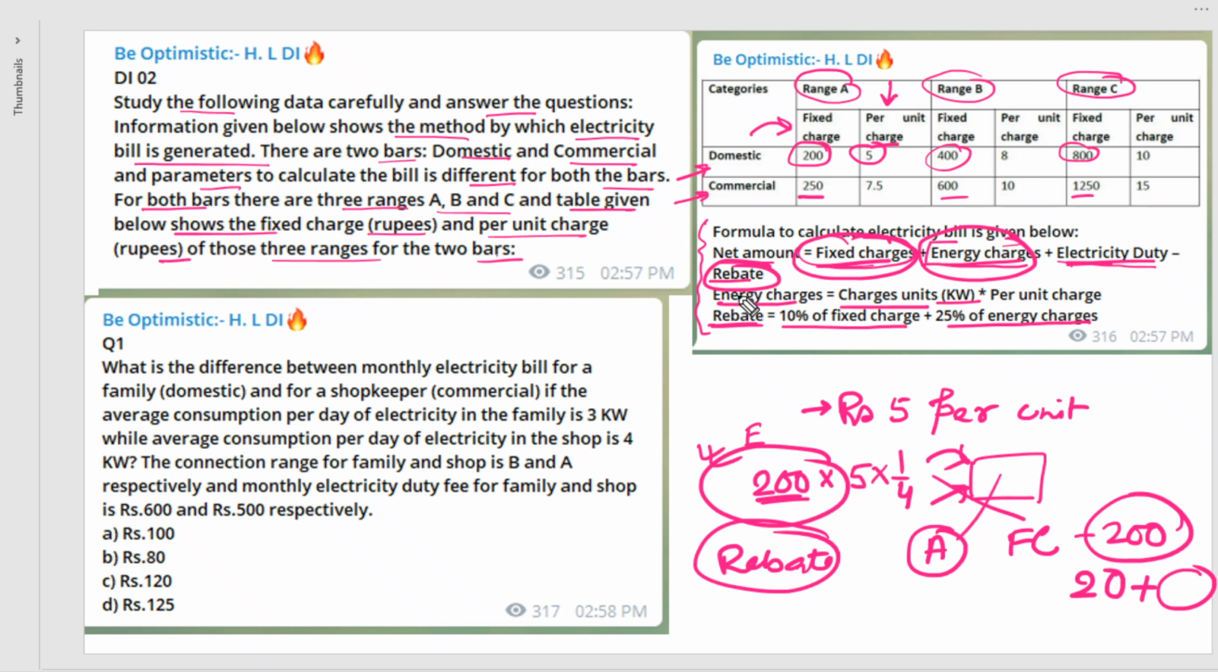So you can see this is a very simple kind of DI, and you can expect this kind of DI in clerk mains. Okay, so let's see what question number 1 is. Before that, just rough it.